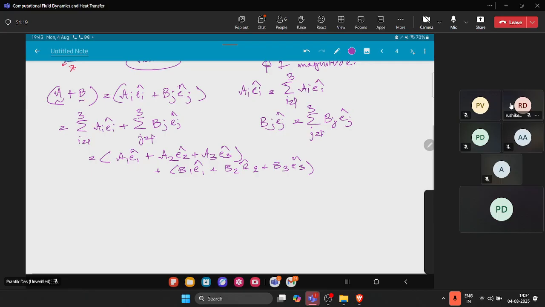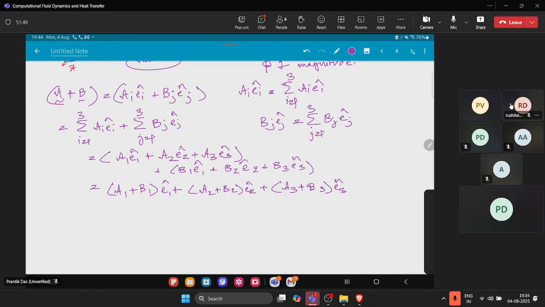Okay. So this will be equal to A1 plus B1 times E1 cap, A2 plus B2 times E2 cap, A3 plus B3 times E3 cap. Okay. So is it clear to all of you?